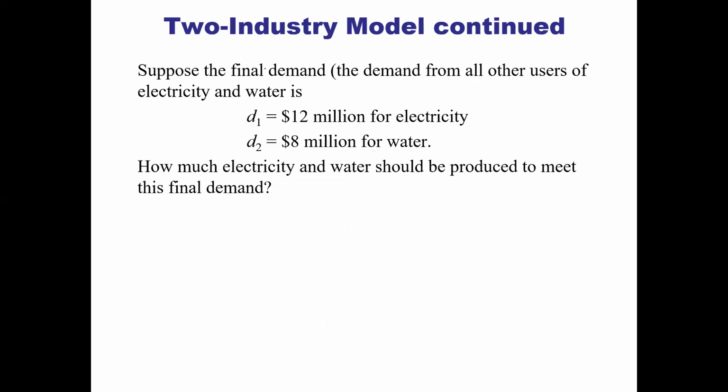Now, suppose the final demand, and this is from all other users of electricity and water, is 12 million for electricity and 8 million for water. How much electricity and water should be produced to meet its final demand?